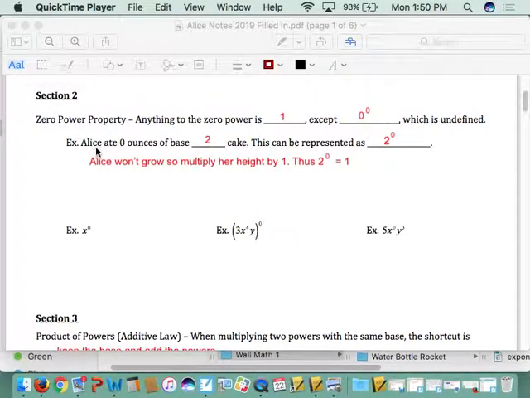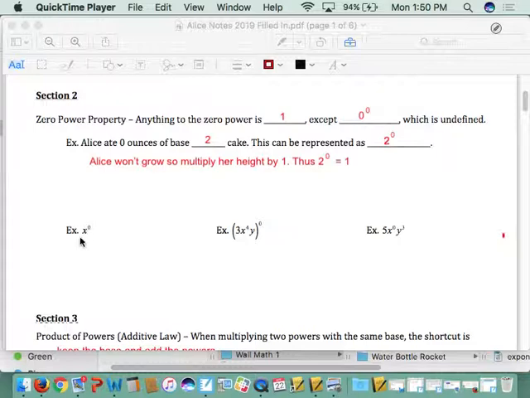So, for example, Alice ate 0 ounces of base 2 cake. This can be represented by 2 to the 0. Alice won't grow, so we will multiply her height by 1. Thus, it makes sense that 2 to the 0 equals 1. So we have some examples to go through.